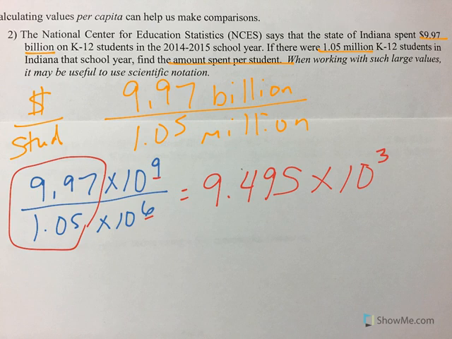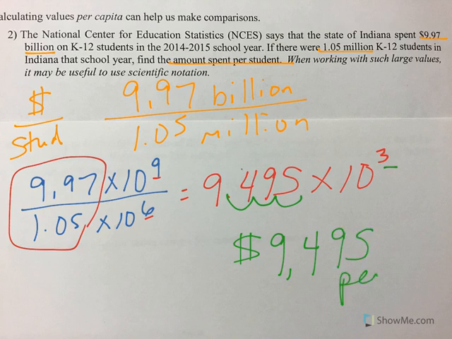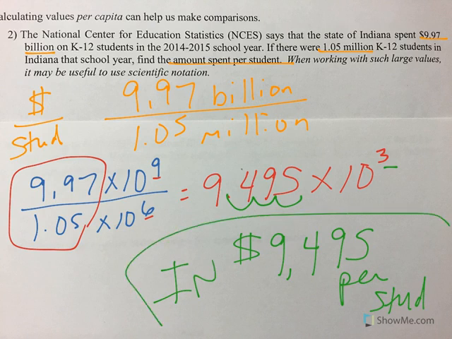Well, again, we're talking about money. So if you're talking about money, you don't talk scientific notation. So 3 decimal places, 1, 2, 3. That means Indiana spends $9,495 per student. Okay, that's in Indiana.